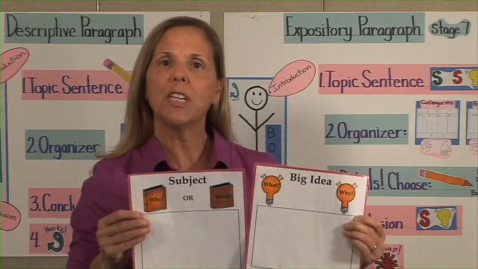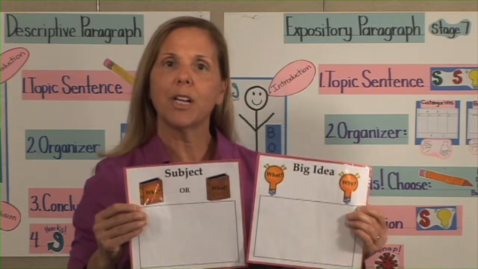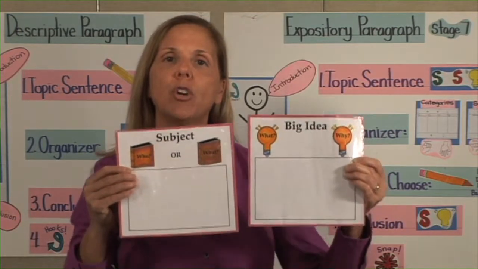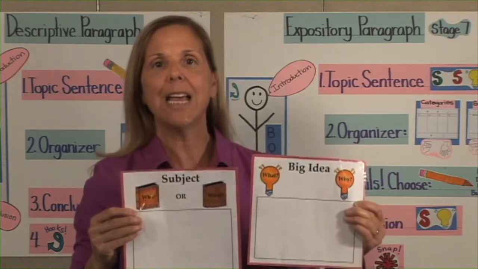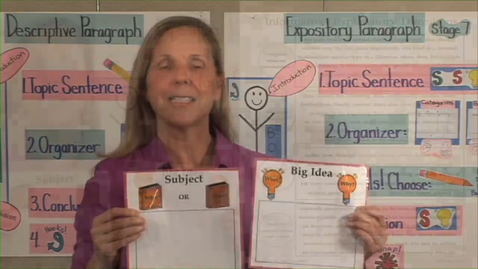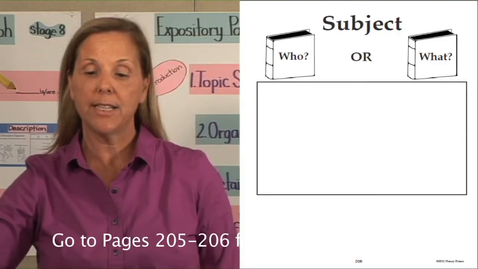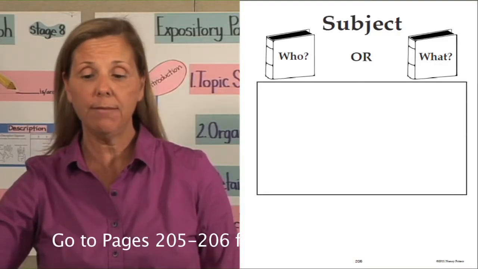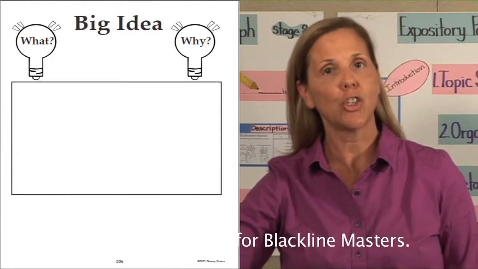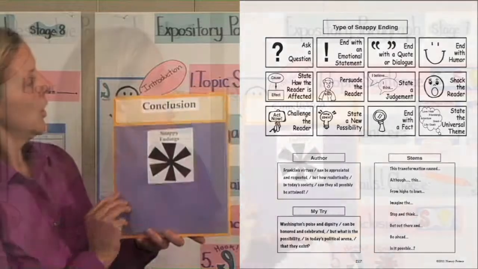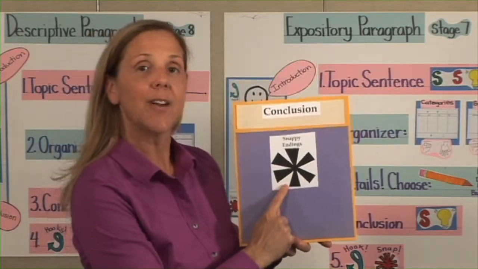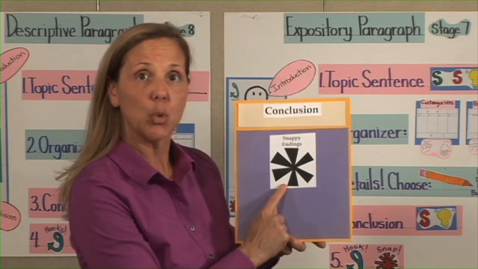These are wonderful manipulatives, not only for you to form a conclusion, but also for you to match up with the S light bulb in the topic sentence. You will find the subject card on page 205 and the big idea card on 206. We formed our conclusion. Finally, we need our snappy ending tools.